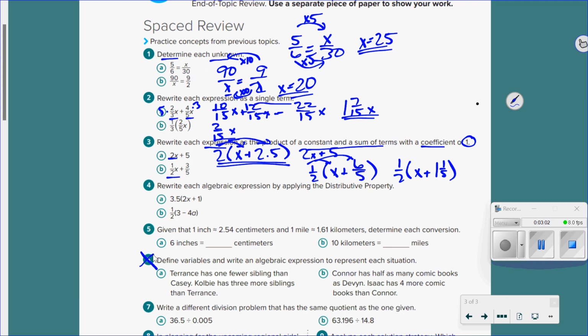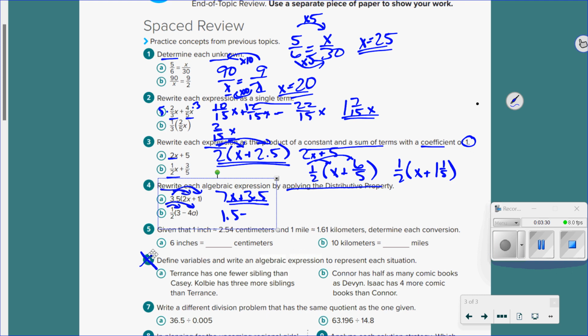Our next one, we're rewriting each one by applying the distributive property. That's what we just do the arrows, guys. So 3.5 times 2x is going to give me 7x. 3.5 times 1 gives me 3 and 5/10. Our next one, now we're multiplying the 1/2 by each of the pieces. So 1/2 of 3 gives me 1 and 5/10. Half of 4 is 2. So 1/2 minus 2a.